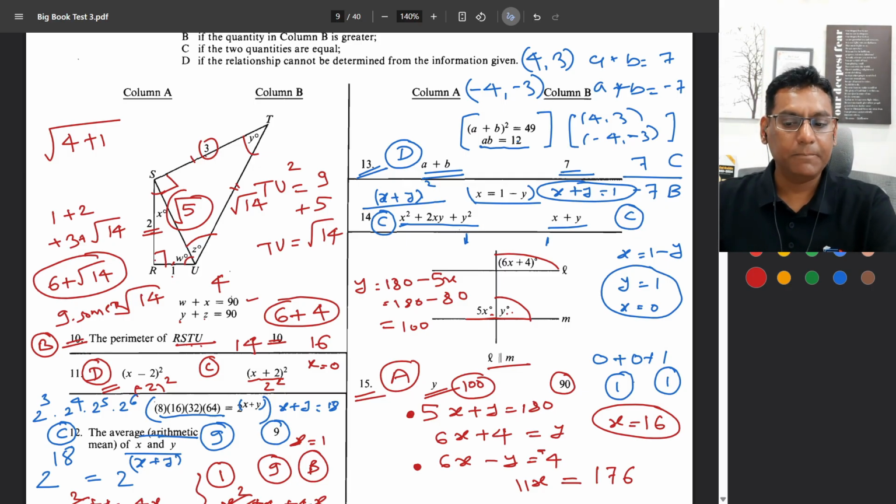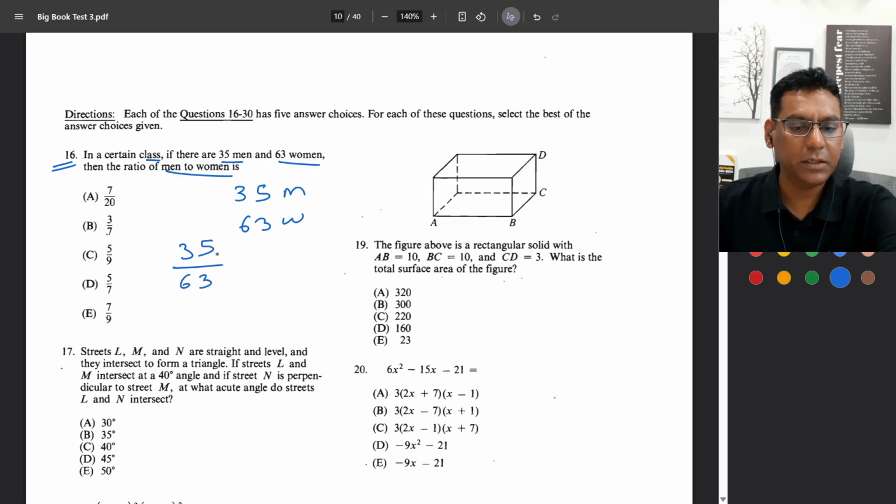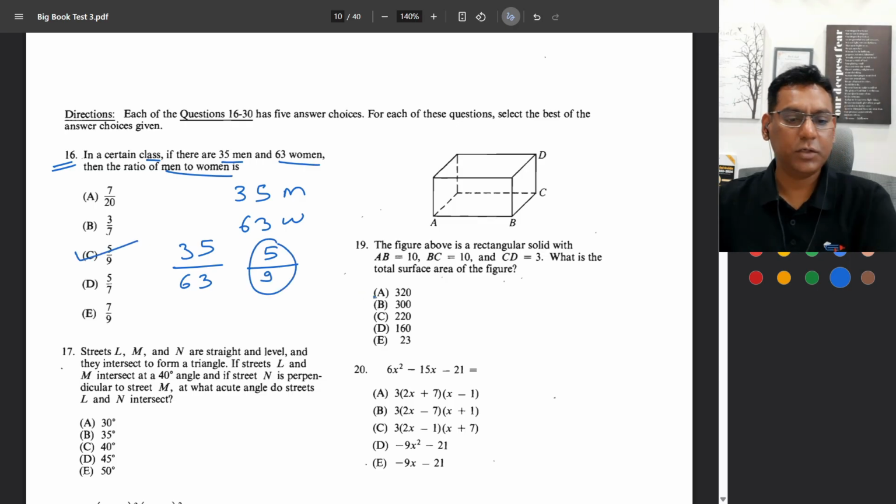So far, I'm finding this set to be pretty straightforward and kind of on an easier side. But let's see what we have next. Let's look at question 16. In a certain class, if there were 35 men and 63 women, what is the ratio of men to women? So the ratio of men to women is 35 to 63. They are all multiples of 7. So 5 by 9. That would be the ratio. Answer choice C.